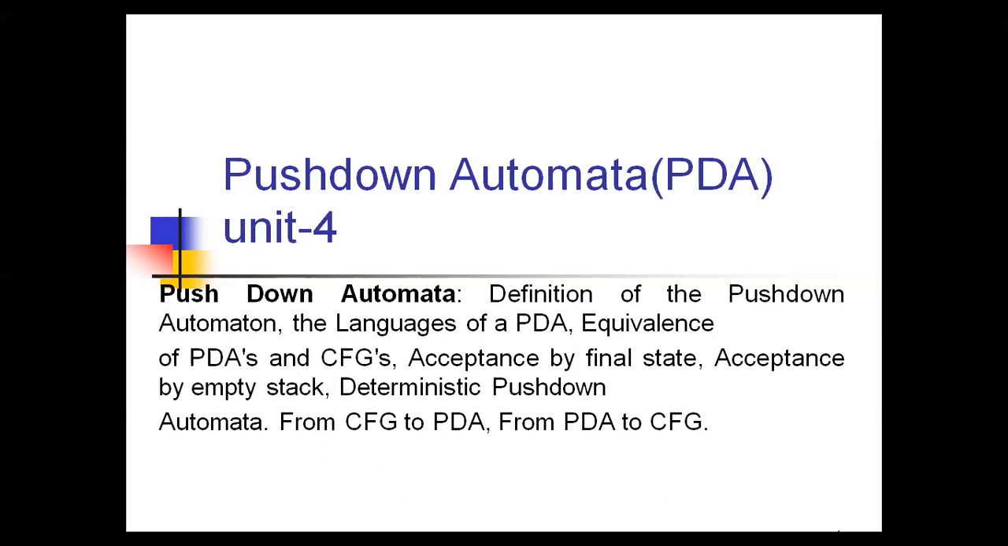And today's concept is about pushdown automata. We can call it a PDA, and it is unit number 4. Up to the last class, I covered three units, unit 1, 2, and 3. I think you all understand each and every concept with the examples.